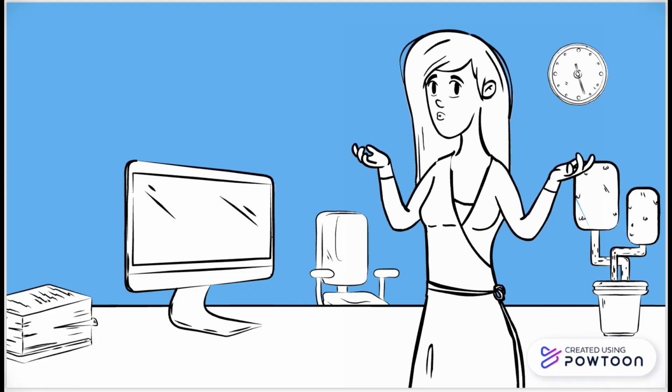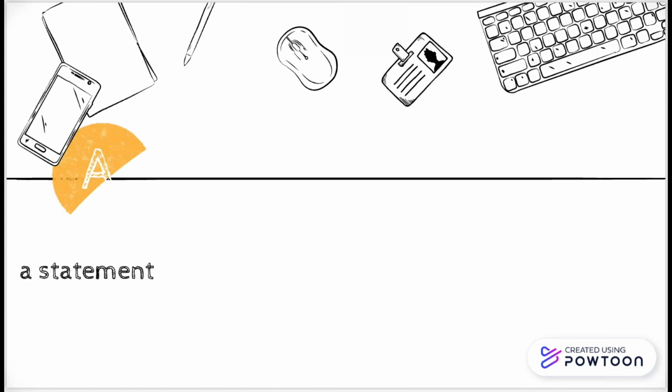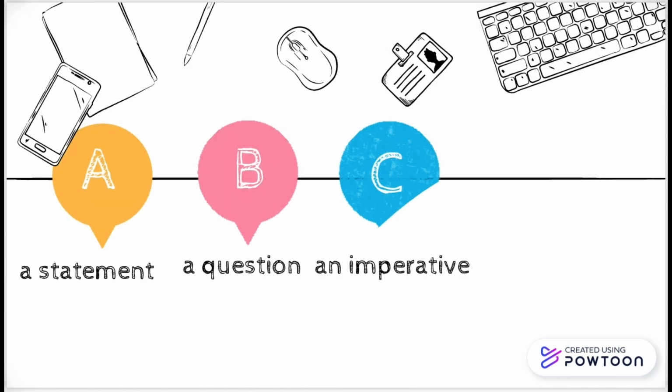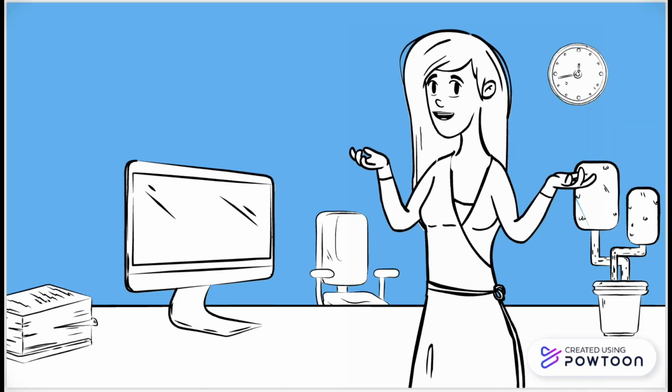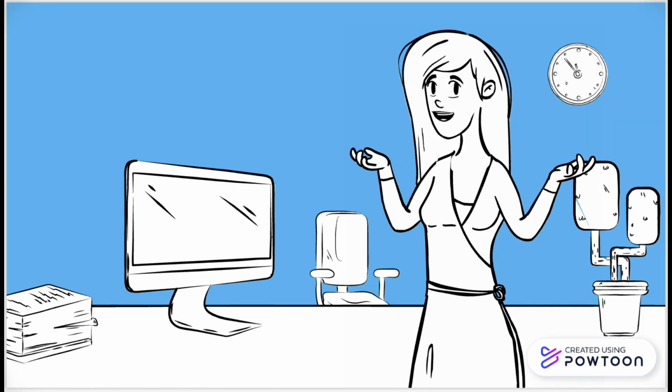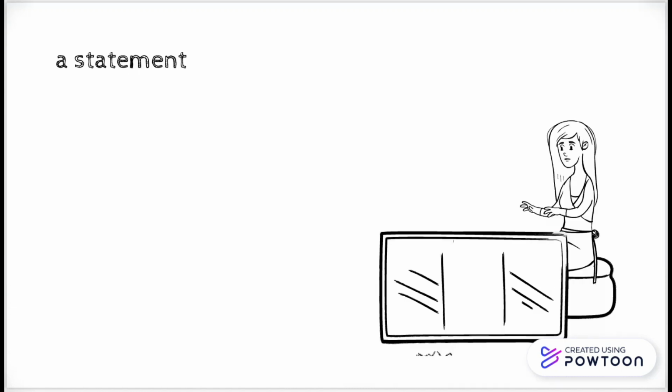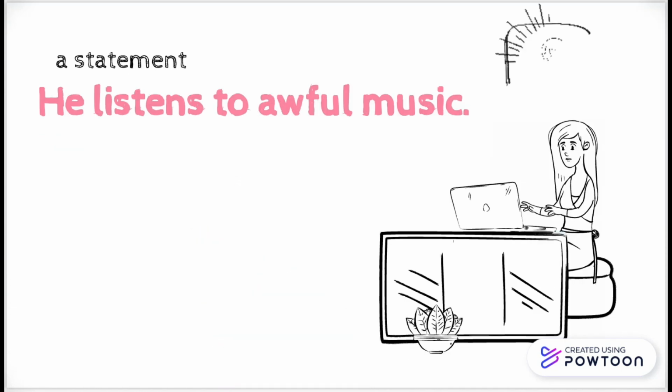Sentences can include a statement, question, imperative, or exclamation. However, questions, imperatives, or exclamations may not follow the typical word order, like subject, verb, object. Statements are the most common type of sentence. A statement follows a typical word order and ends with a period. For example, he listens to awful music.